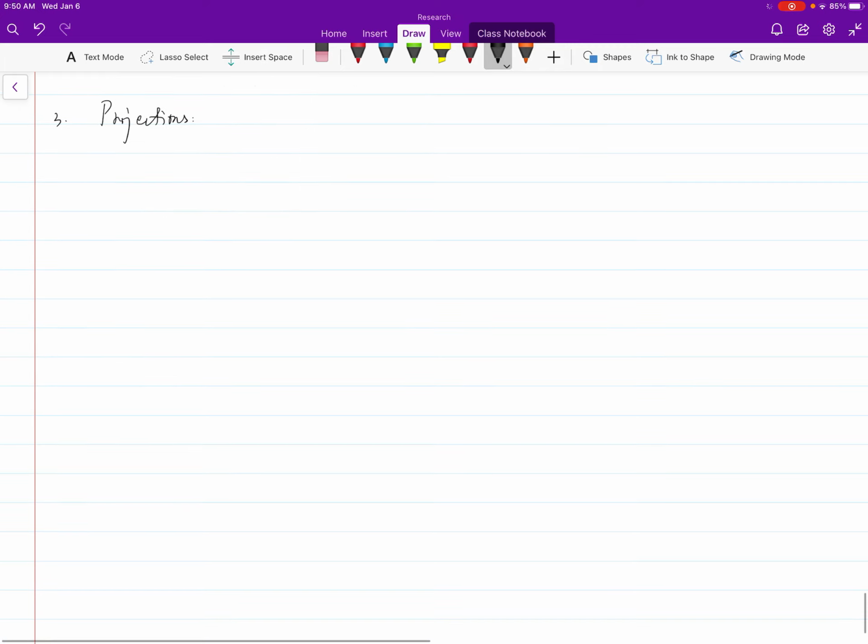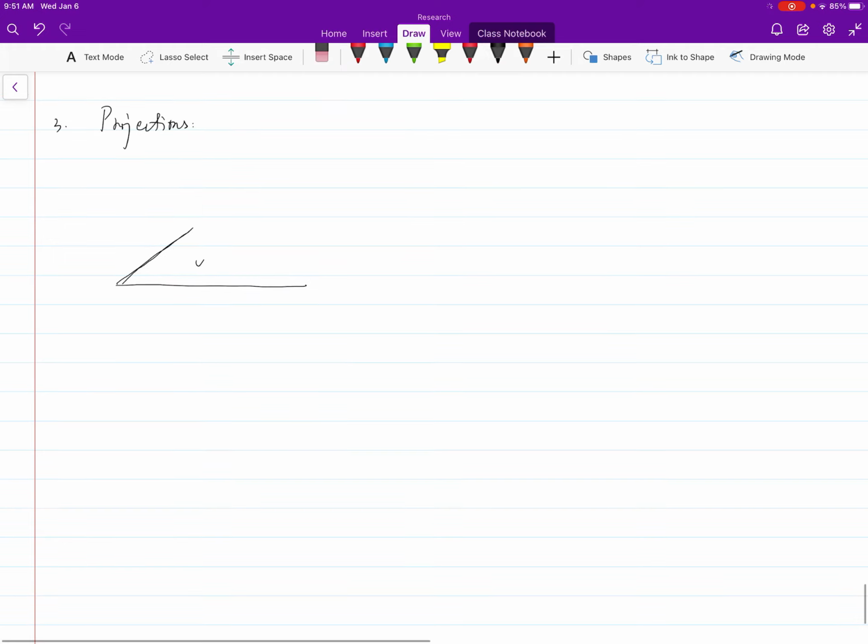Okay. The idea is quite simple. If you have a light pointing to the ground, if you have a roof or cover or whatever, the projection is nothing but the shadow. Okay, so the projection is nothing but this.